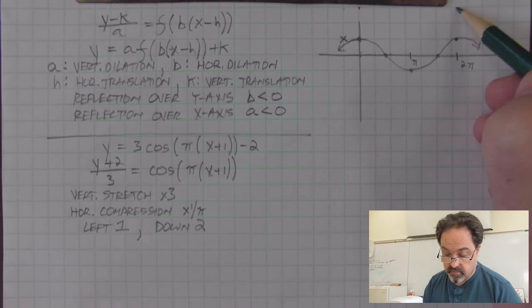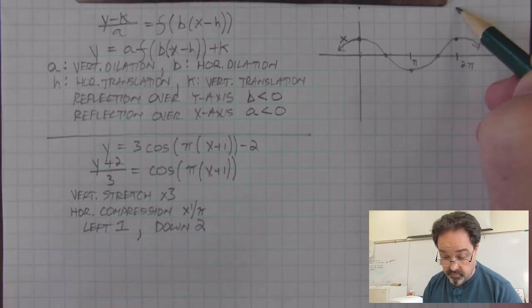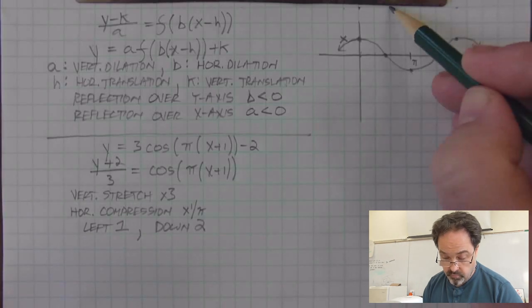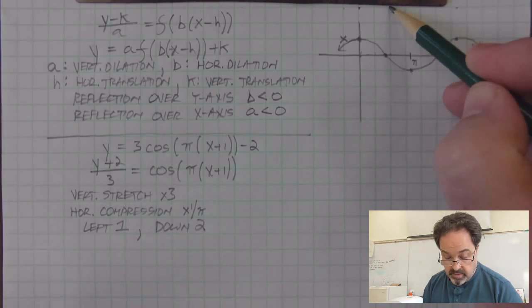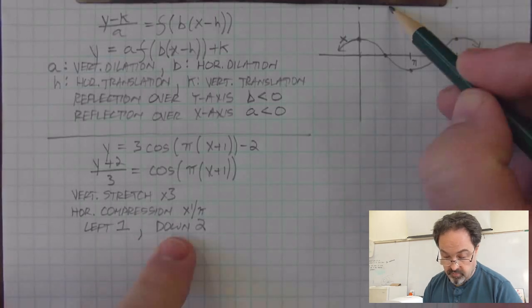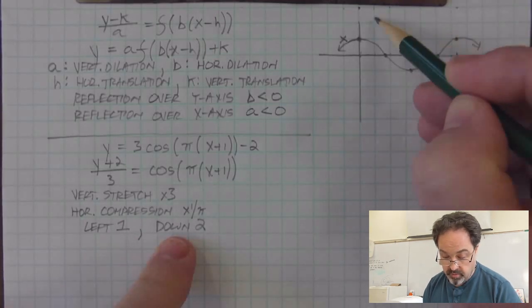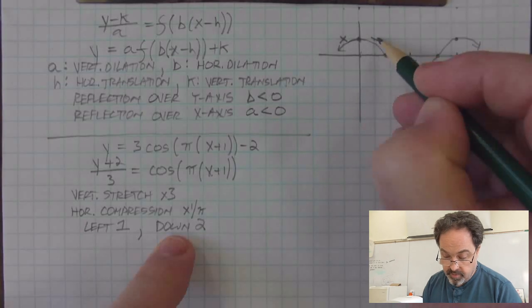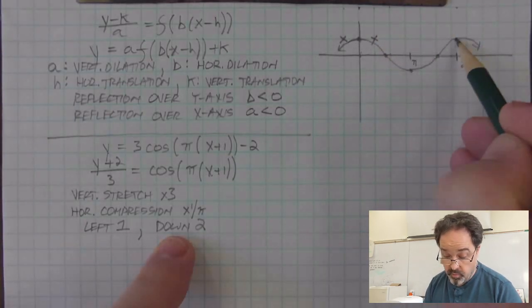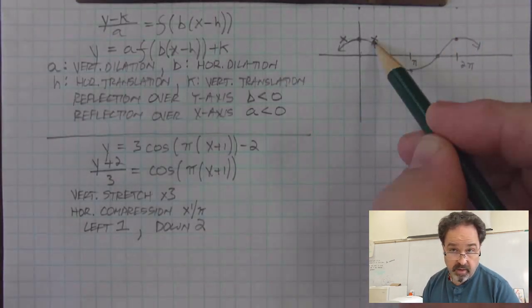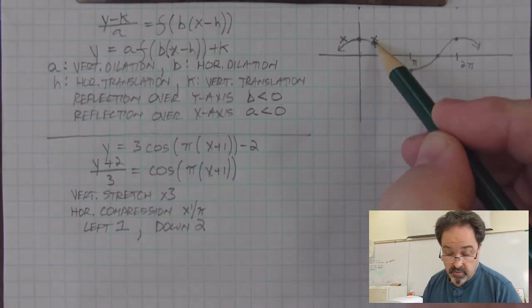The horizontal distance of this point is 2 pi. If I multiply by 1 over pi, then the pi's will cancel out, leaving 2. So this point is moved to 2. I still have my left 1 and down 2, so I go left 1 and down 2 and put an X where this point ended up after the transformations.